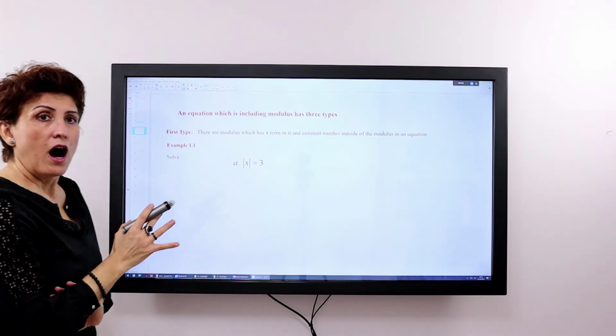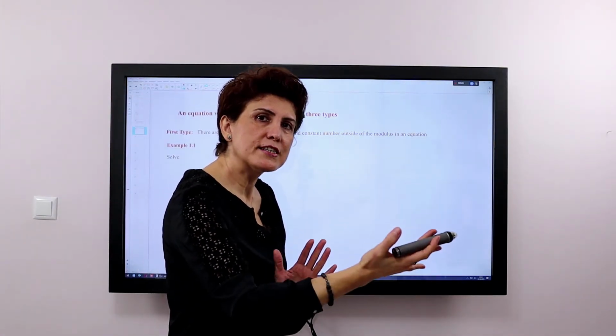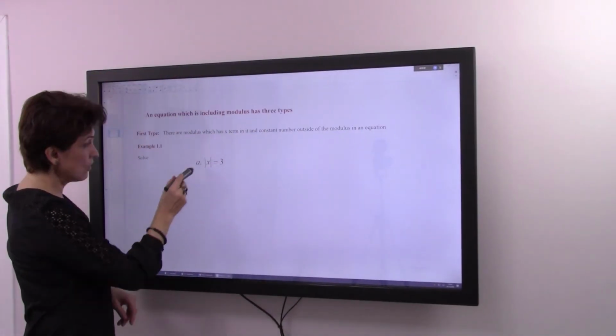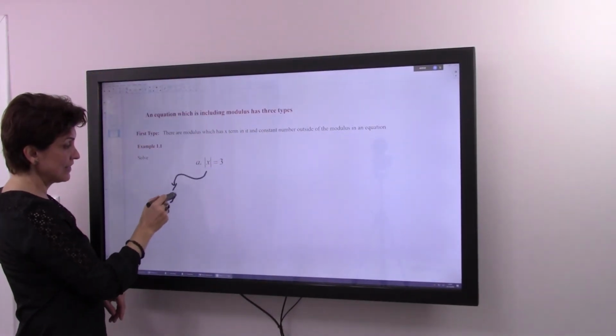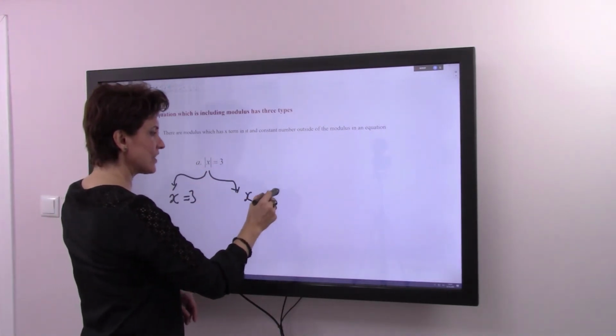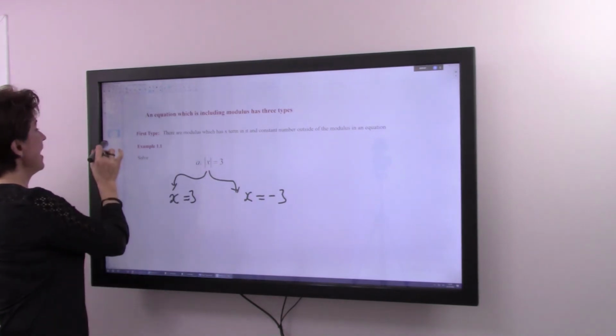For example, first type, look at this. Here, which number has distance 3 to the origin? How many options do we have? 2 options, right? What could it be? 3 or -3. That's it. Got it? It's not hard.